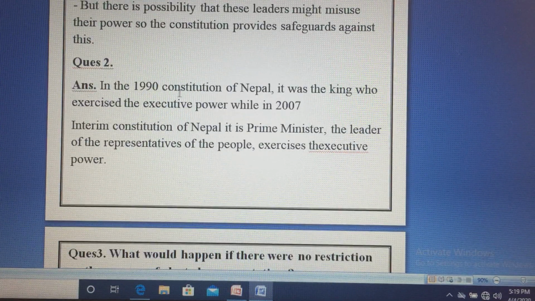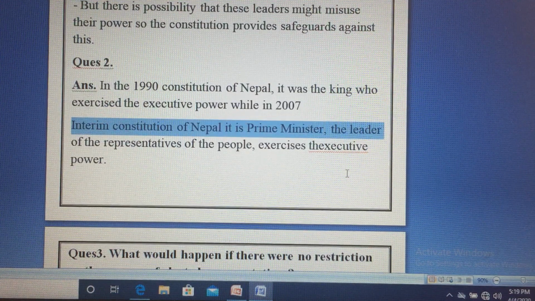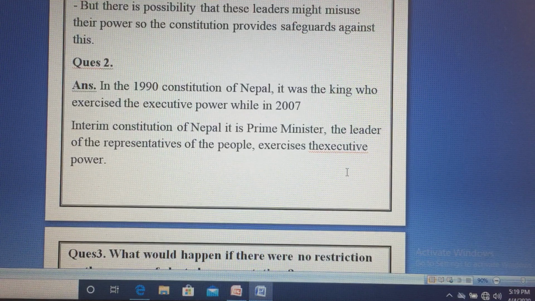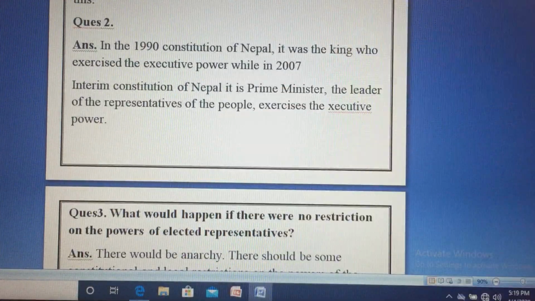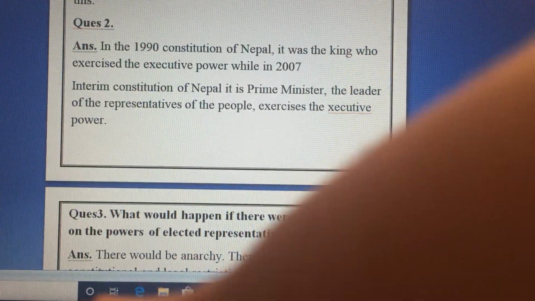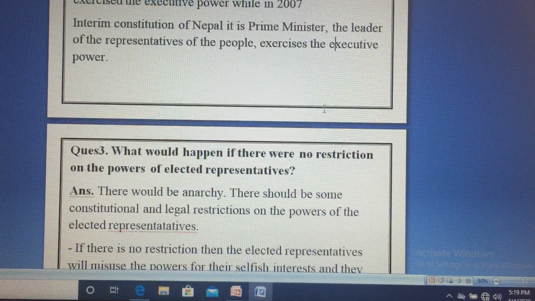So in the 1990 Constitution of Nepal, it was the king who exercised the executive power, while in the 2007 interim constitution of Nepal, it is the Prime Minister, the leader of the representative people, who exercises the executive power. That's the difference which we can make out.